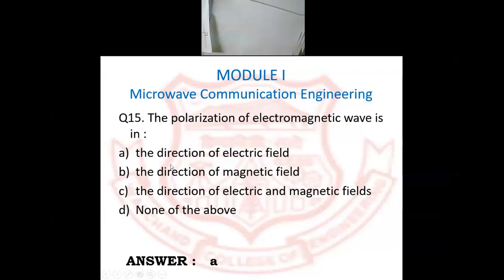So if E is perpendicular, it is perpendicular polarization. If E is parallel, then it is parallel polarization. It is with respect to the ground. Okay, perpendicular or parallel, it is with respect to the ground. That's why whenever polarization comes, we can say that it is about the direction of the electric field, not the direction of propagation of the wave.